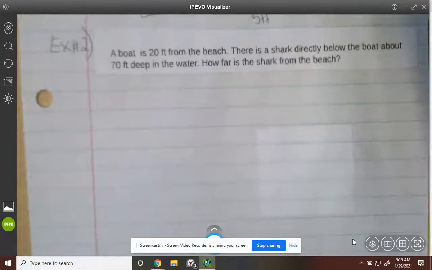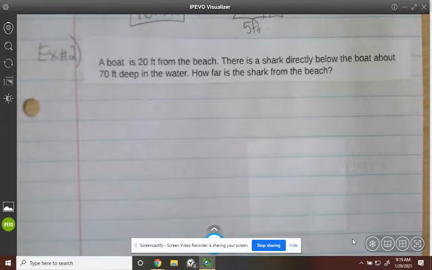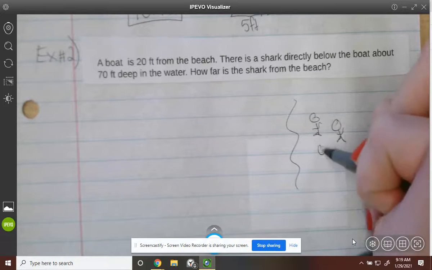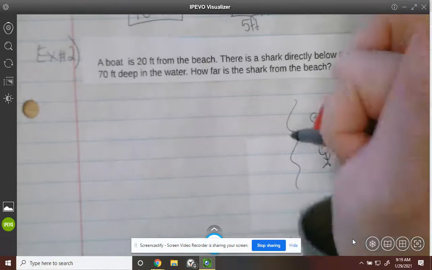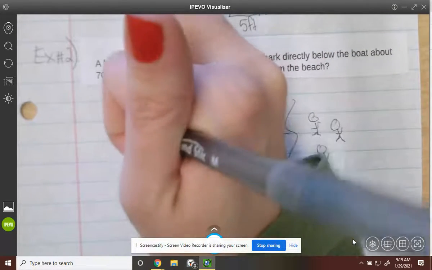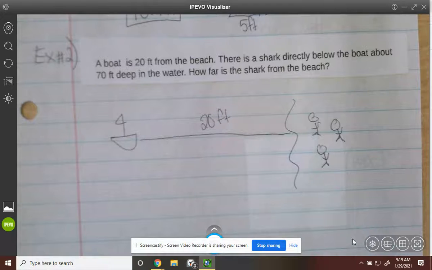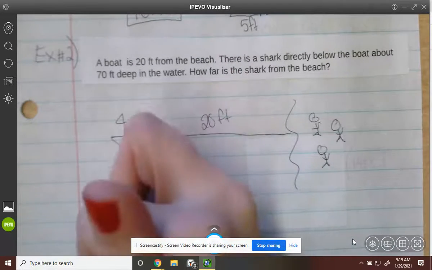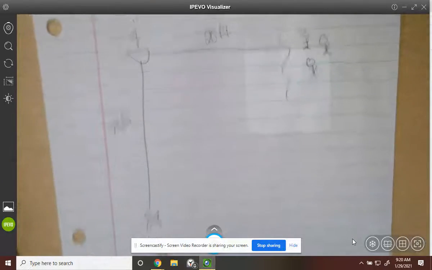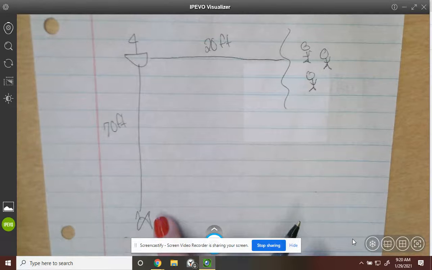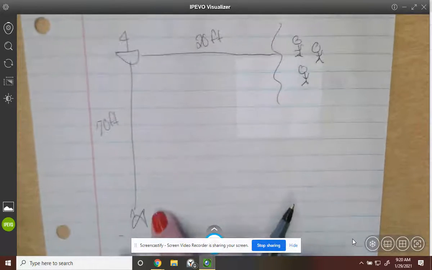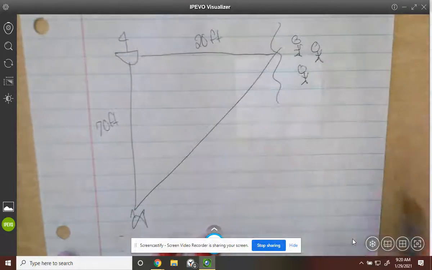All right, example 2. A boat is 20 feet from the beach. So I'm going to draw a beach here, some people standing on it. I would love to be at a beach today. The boat is 20 feet. Okay, there's a shark directly below the boat, about 70 feet deep in the water. So there's my little sharky shark. And then it says, how far is the shark from the beach? So I'm just going to draw a straight line from the shark to the beach there.